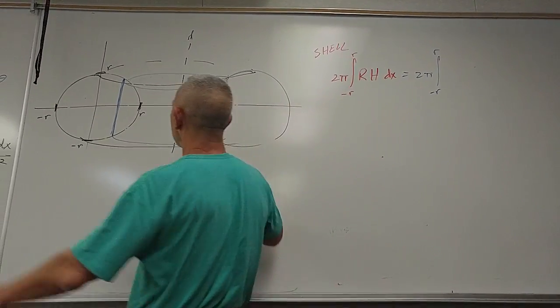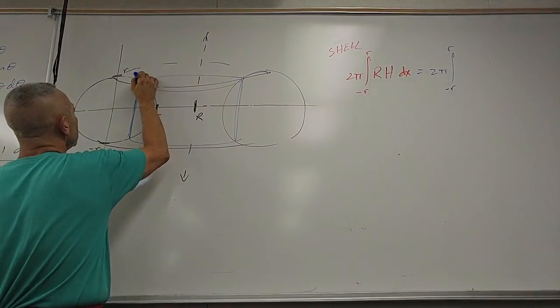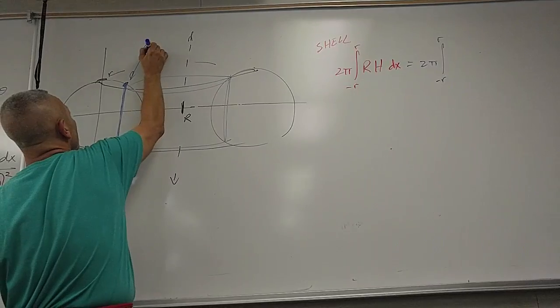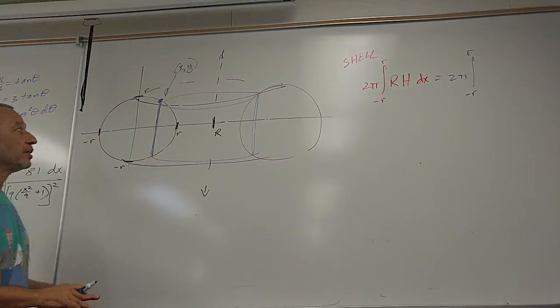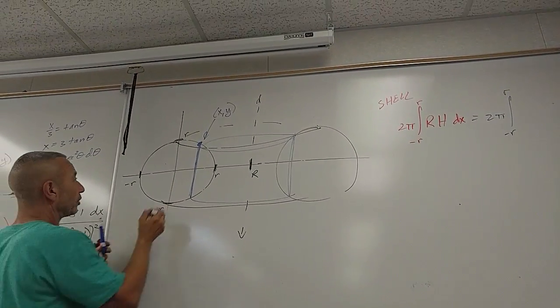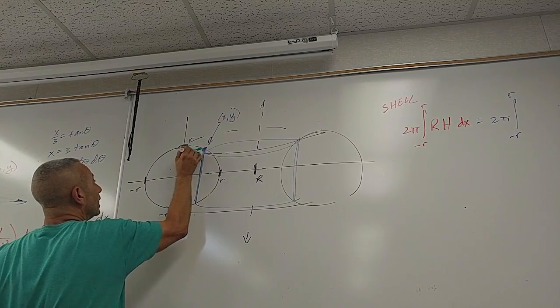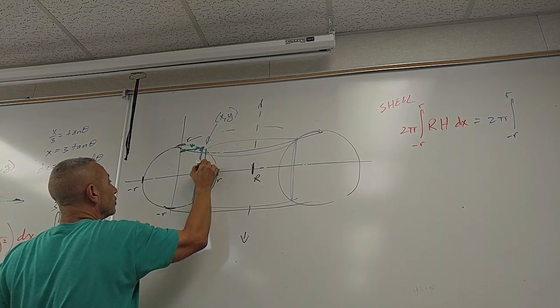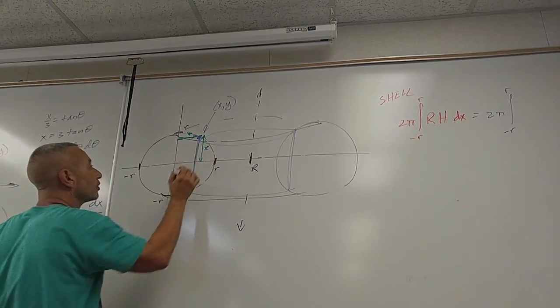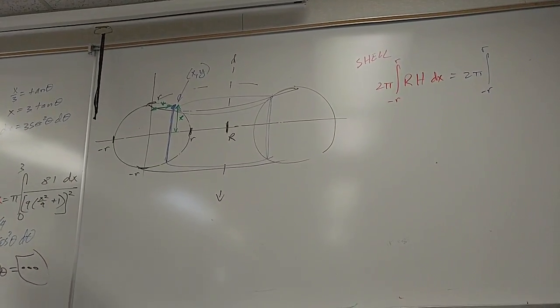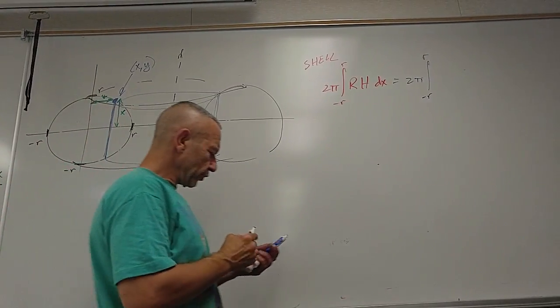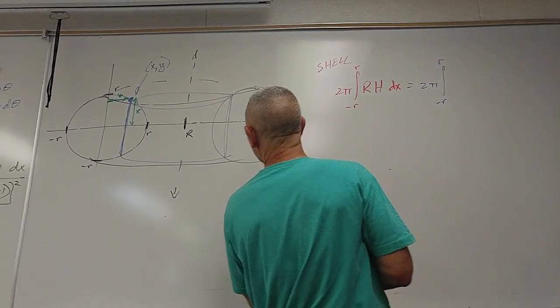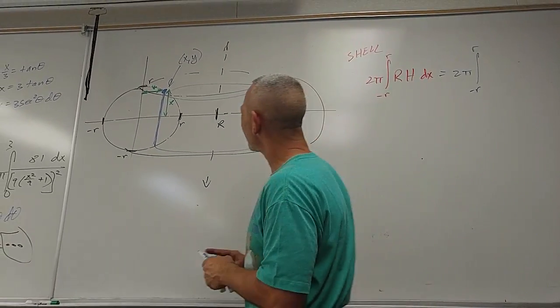And let's see, the radius, well, this point has coordinates x comma y, doesn't it? That means that this distance is y, and this distance is x. So I can now see that the radius is capital R minus, what did I draw?